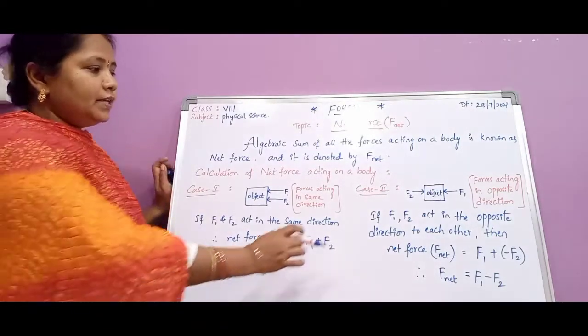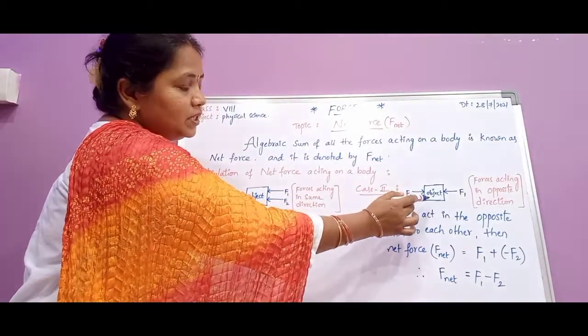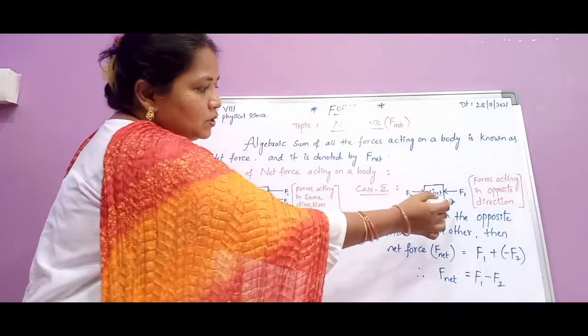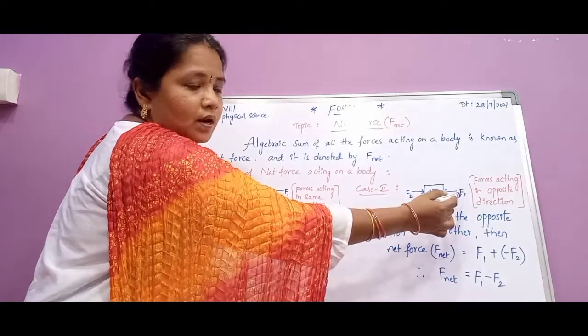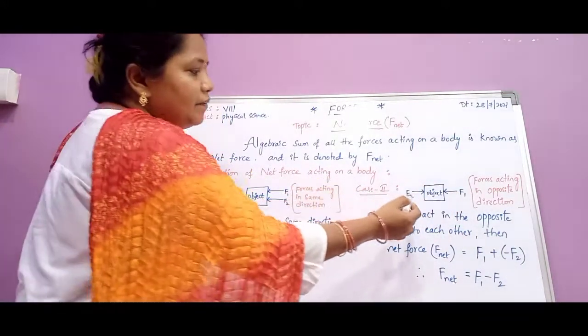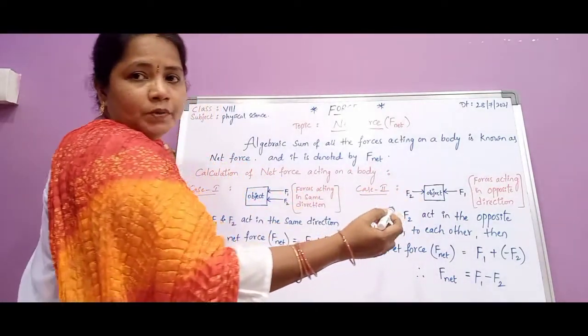Then case 2. In case 2, I have drawn another object. Let us assume this is another object, and F1 and F2 are the two forces acting on this object. But see the direction of the forces acting on the object, children. F1, force 1, is acting towards the LHS side, whereas F2 is acting towards the RHS side. So both of them are in the opposite direction.